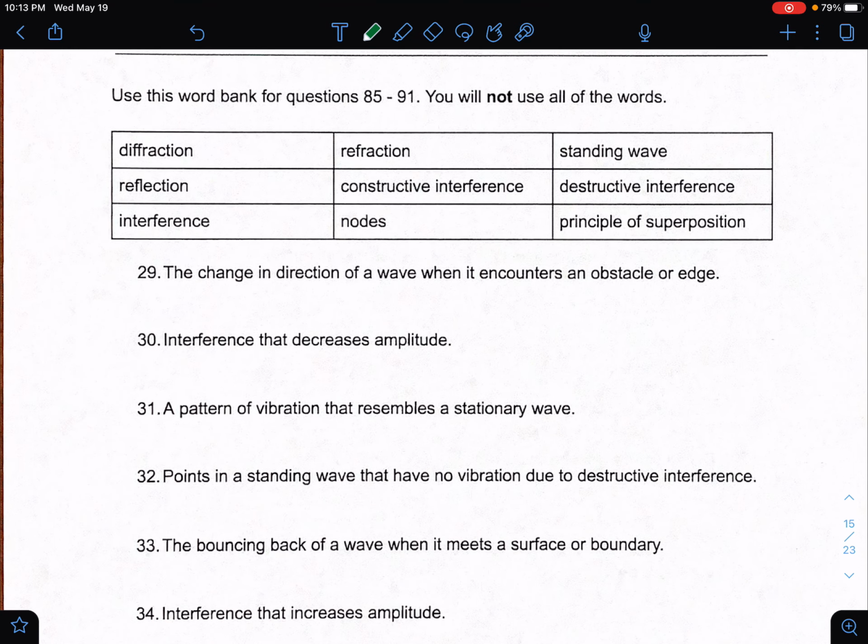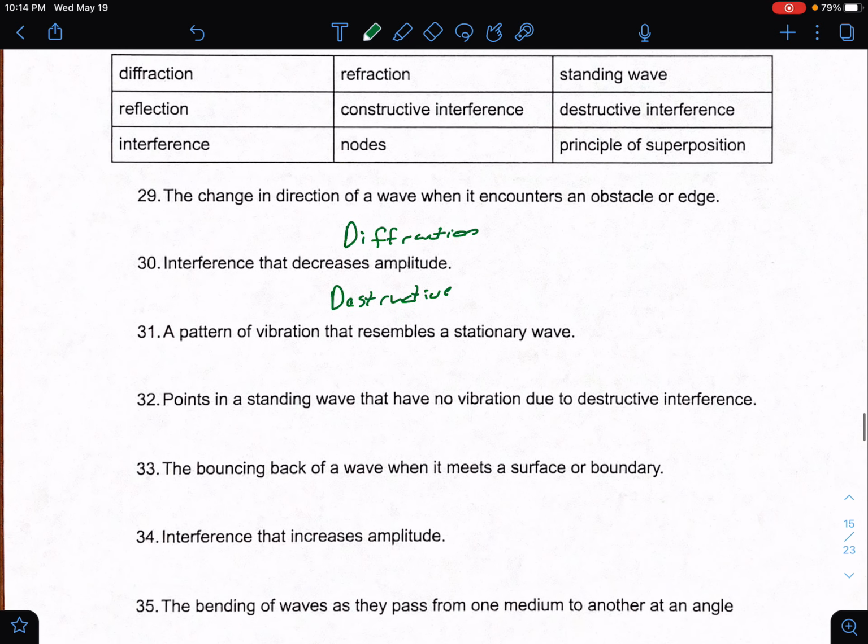Okay, number 29, the change in direction of a wave when it encounters an obstacle or an edge. This is called diffraction. Interference that decreases amplitude, this is destructive. 31, a pattern of vibration that resembles a stationary wave. Stationary means standing still, so there's your hint that this would be a standing wave. Okay, so it basically means it looks like this. You have a wave doing this, and then you have another wave basically coming back and canceling it out.